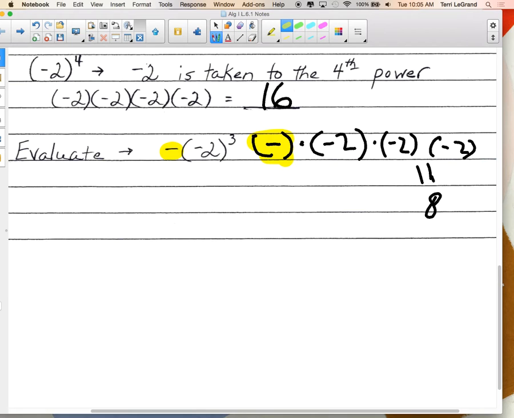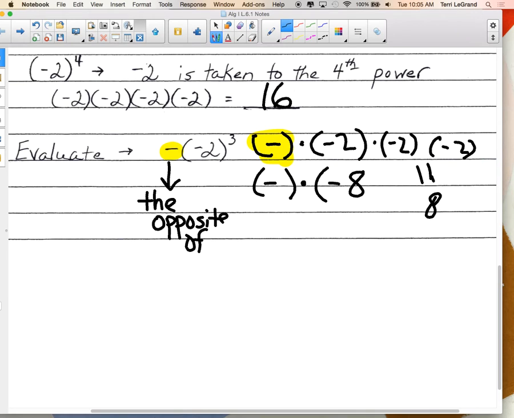The opposite of. You know what, that might be a good thing to put in your notes. The opposite of. That's what that negative sign is saying here. Take the opposite of negative 2 times itself 3 times. And what is negative 2 times itself 3 times? Negative 8. Oh, so we're actually taking the opposite of negative 8. And the opposite of negative 8 is positive 8.